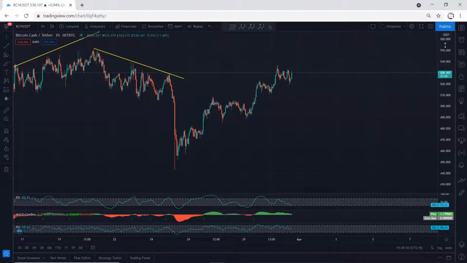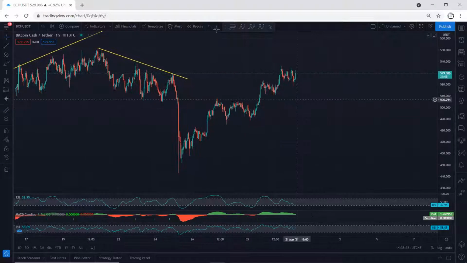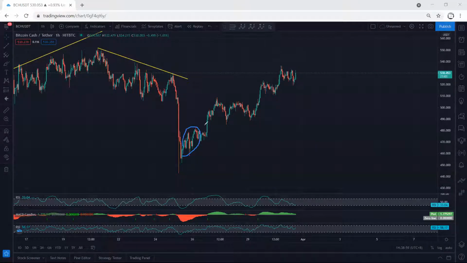BCH, we start with the 1 hour chart. If we refer to our analysis, since the price was within this move, we mentioned we're looking for the reversal, especially when we get this sharp move. We mentioned if we get any buy setup, we can look for buy, and this is what we get.